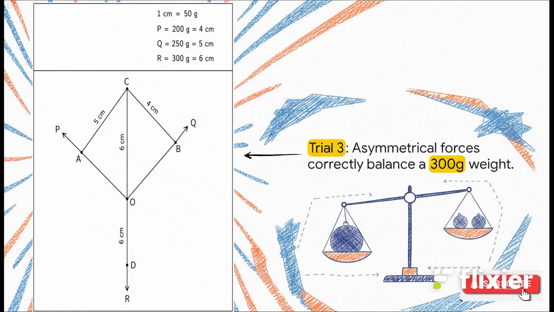But here is the crazy part. The law still holds. The geometry still works out flawlessly. That diagonal OC accurately forms a 6-centimeter line, which perfectly balances the massive 300-gram weight pulling down. No matter how you warp the sides with uneven weights, the diagonal always finds the geometric truth.